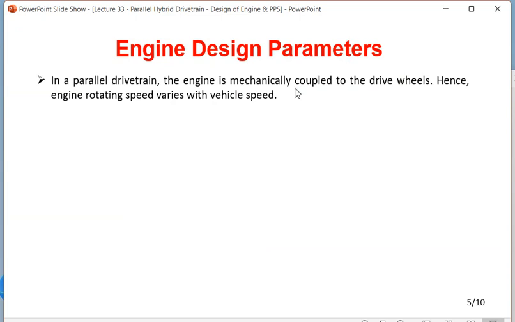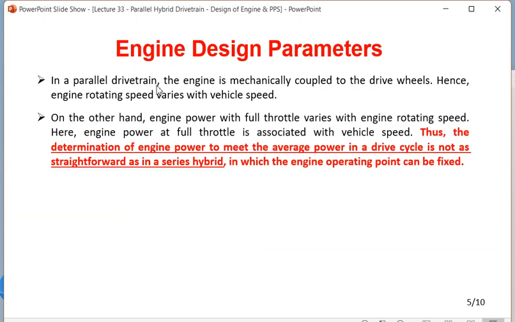Now, engine design parameters in a parallel drivetrain: the engine is mechanically coupled to the drive wheels, which we have seen, because this is a torque coupling kind of arrangement. Hence the engine rotating speed varies with vehicle speed. Whenever the vehicle speed varies, this is actually transferred to the engine. In a parallel drivetrain, the engine and wheels are mechanically coupled through a mechanical coupler in between, so whenever the vehicle changes its speed, that directly affects the engine speed.